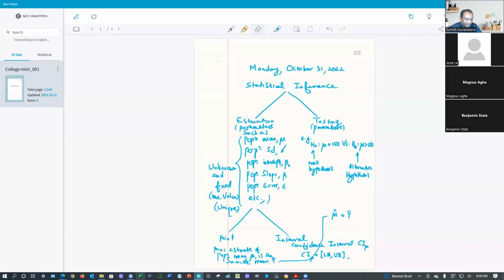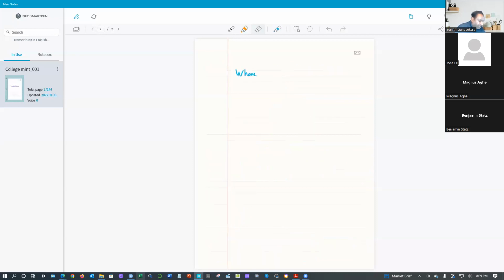I'm going to write the rest on this side, where the lower bound is nothing but the point estimate minus, sorry, margin of error. Margin of error is nothing but the maximum error that can be incurred by estimating that unknown parameter. Max error.